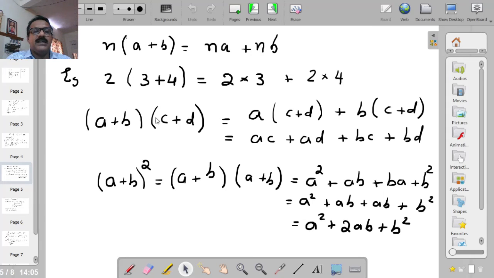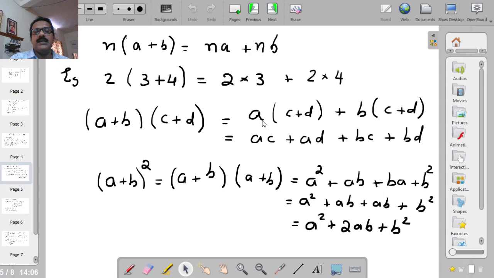See, a plus b times c plus d. a plus b inside bracket and c plus d inside bracket. Take c plus d as some y. Then we get ay plus by. Instead of y, write c plus d. Now we get a times c plus d plus b times c plus d, with c plus d inside the bracket.